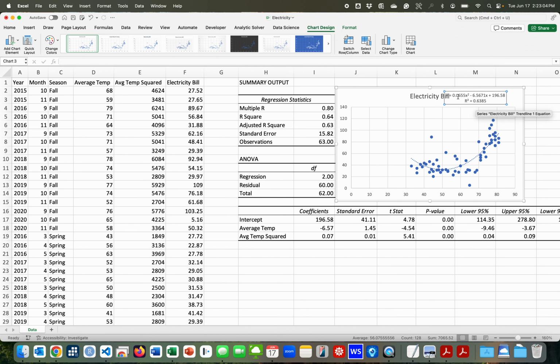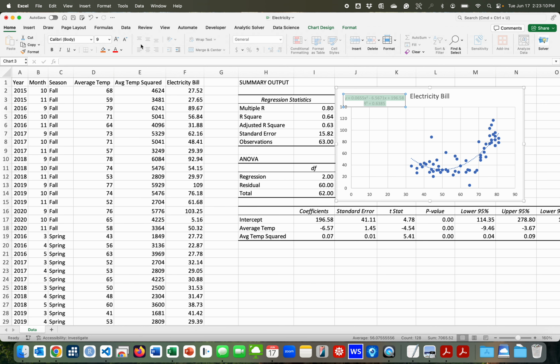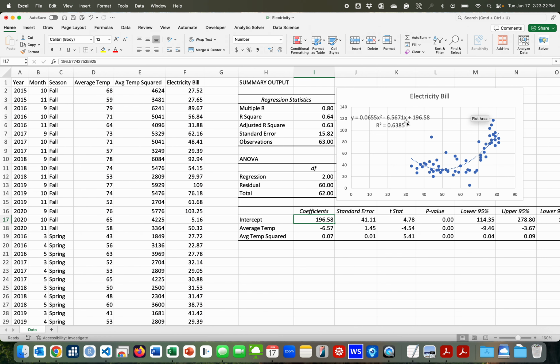Again, rounded. Again, I apologize. Excel puts this in the most inconvenient place possible. Let me increase the font size there. So we can see we get the exact same result. The intercept is 196.58, same intercept we got here. The coefficient on temperature, which is just generic X here, is negative 6.57. And the coefficient on temperature squared, rounded to 2 decimal places, is 0.07.